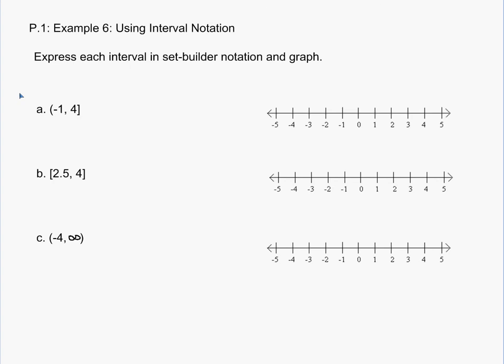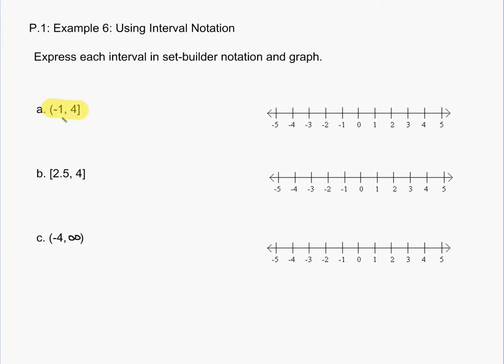Hi there. Today's lesson is Chapter P, Section 1, Example 6, using interval notation, and this is on page 11 in your textbook. We'll be looking at interval notation, set builder notation, and graphing these. In your Example 6 question, A shows the data in interval notation.